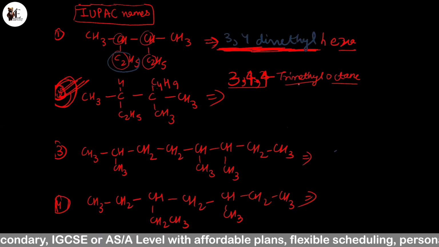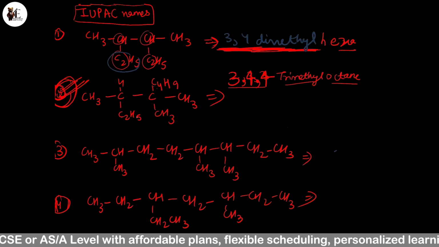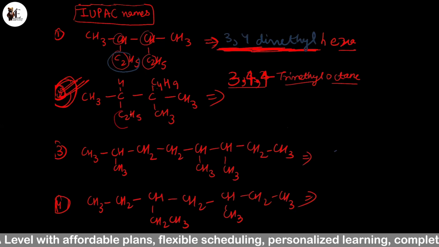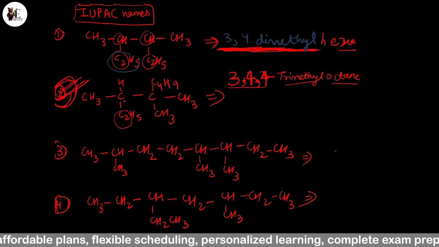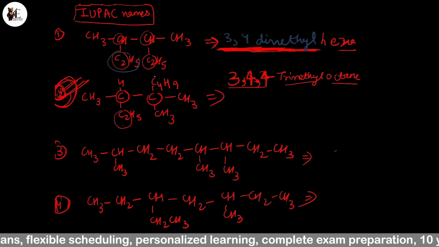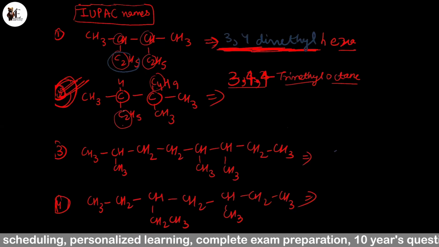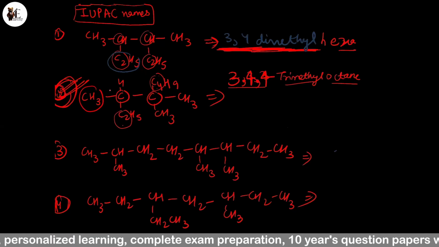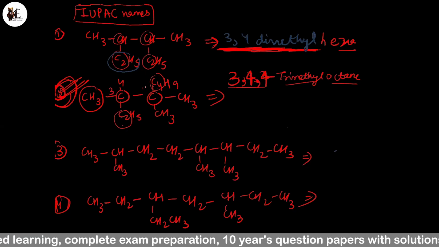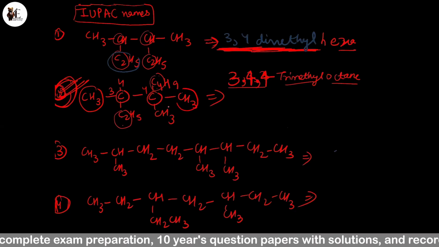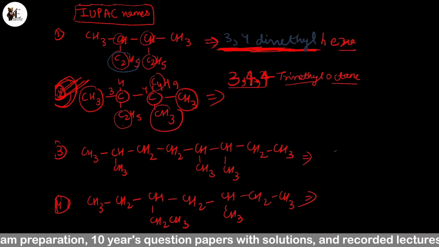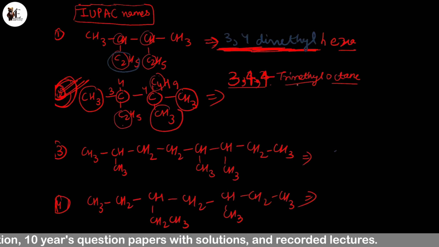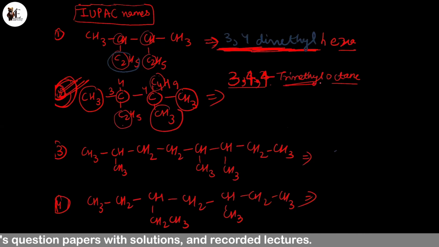Yes, it is correct, because counting will start from this carbon. So 2, 3, 4, and then 5, 6, 7, 8. At the third position, you have a methyl group. At the fourth position, you have one methyl and one methyl. So you have to write 3, 4, 4. There are 3 methyl groups, trimethyl, and octane. So very good. Now solve the third part.